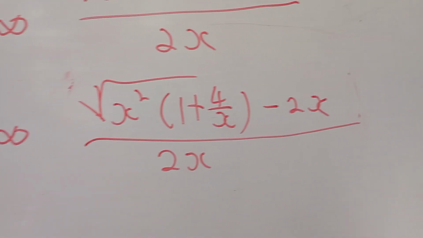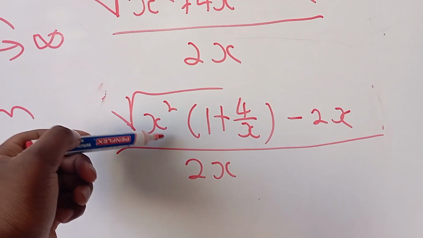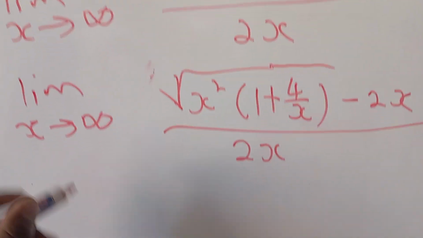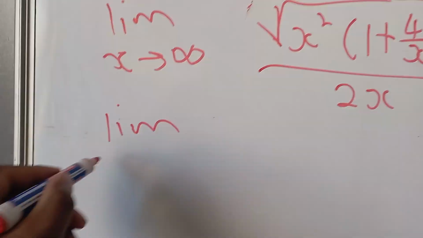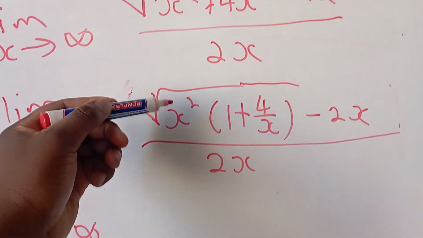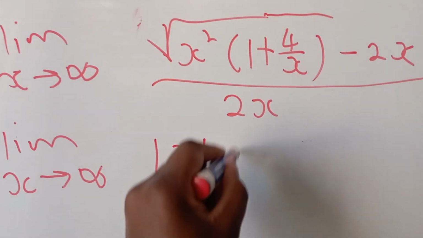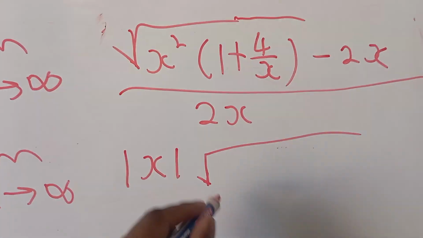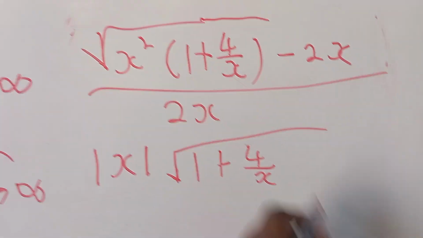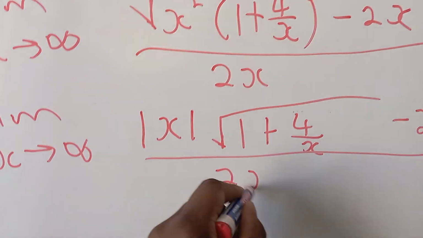Then after that, we'll get the square root of x squared. What does that give us? Because this is all inside the square root. It gives us the limit as x approaches infinity. This gives us the absolute value of x, times the square root of 1 plus 4 over x, minus 2x, all over 2x.